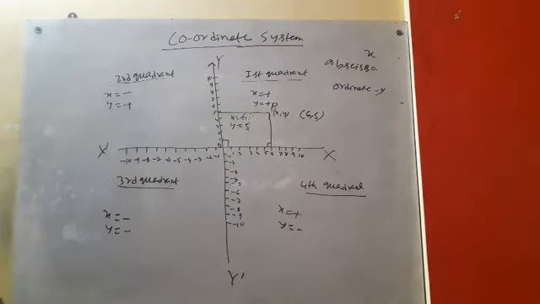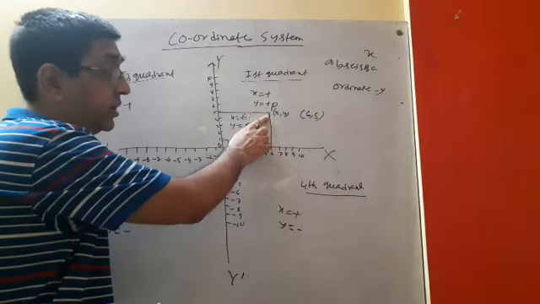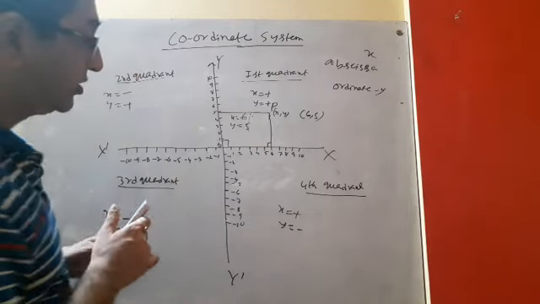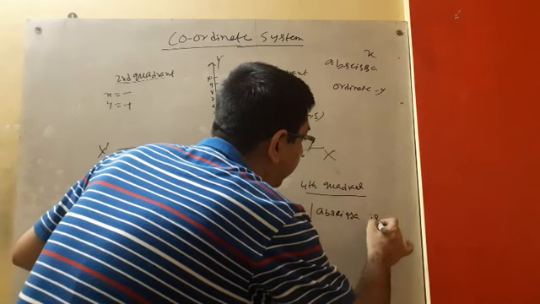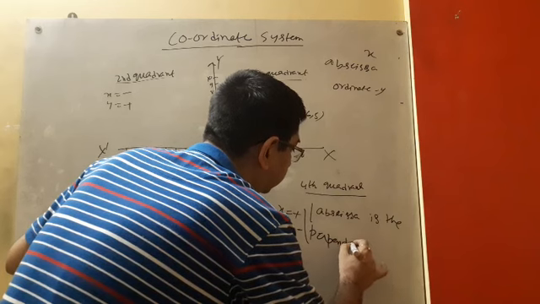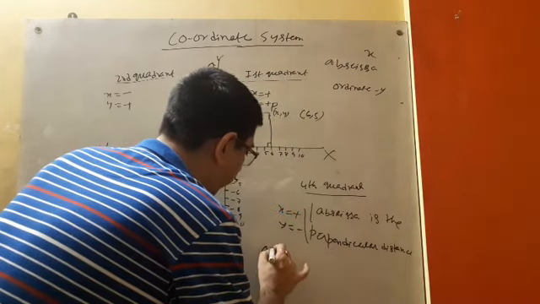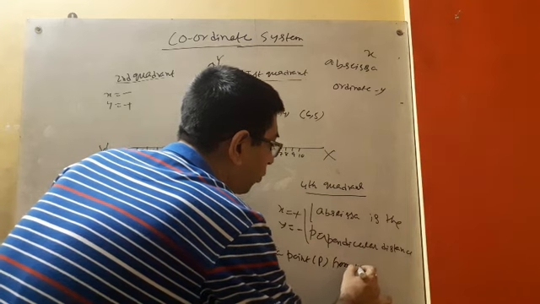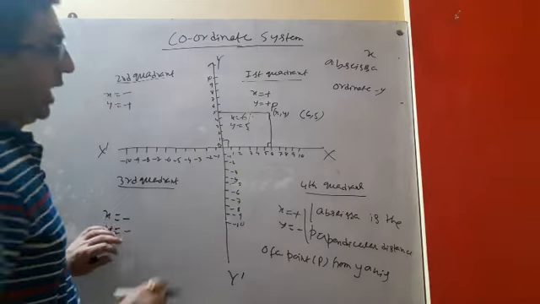That x is called abscissa. So what is abscissa? Abscissa is the perpendicular distance of a point, here P, from the y-axis. And what is ordinate?